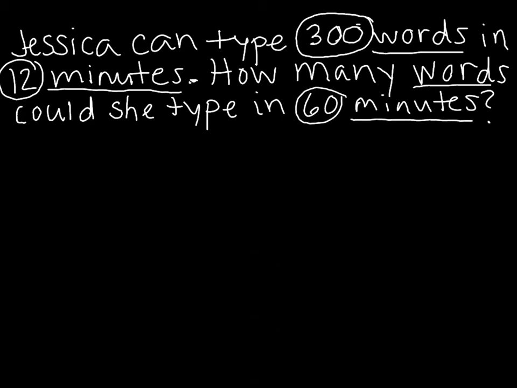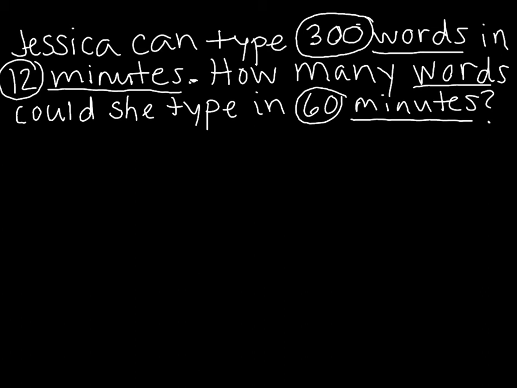Okay, we have to figure out how we want to set up our table so we can get a unit rate that's going to actually help us solve the problem. So when I look at this, I see words and minutes, and we know how many words she does in 12 minutes, and then we're trying to figure out the words in 60 minutes. So if we figure out how many words she can type in 1 minute, then we can use that to just multiply it by 60 to get it to our 60 minutes that we're looking for our answer.